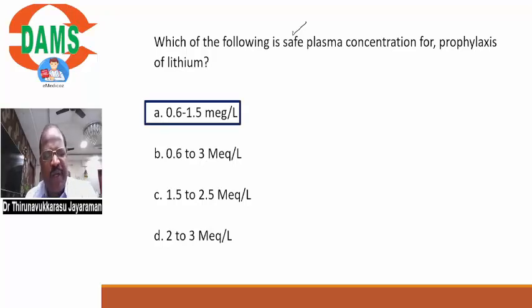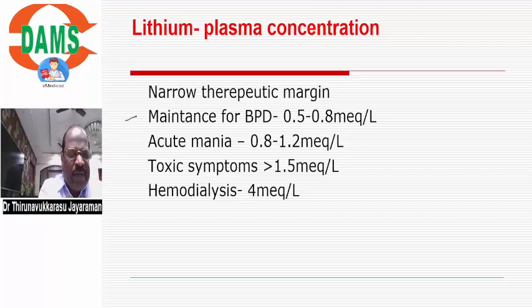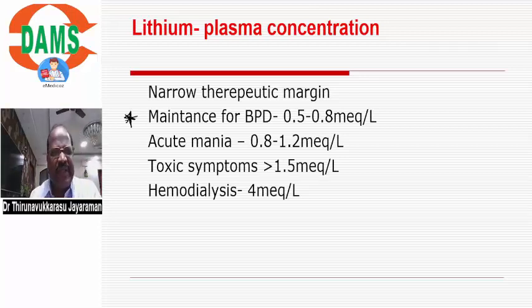This is what is important. Lithium has a narrow therapeutic index. So plasma level should be monitored frequently. As a maintenance therapy in bipolar cases, prophylactically, keep the lithium level around 0.5 to 0.8 milliequivalent per liter. In acute mania, we can increase the dose, but better keep around 0.8 to 1.2, not more than this. Because when the level goes more than 1.5 milliequivalent, there's a risk of toxicity.